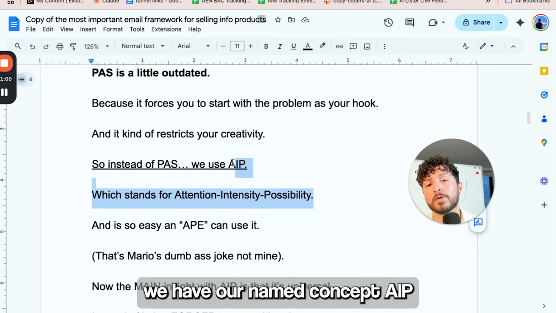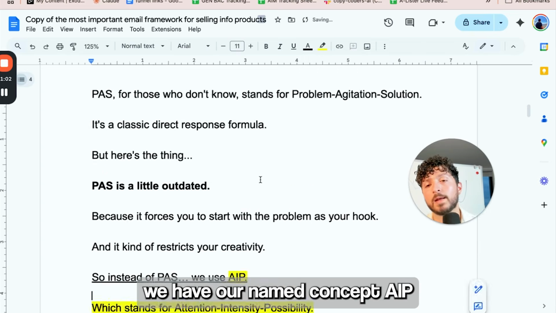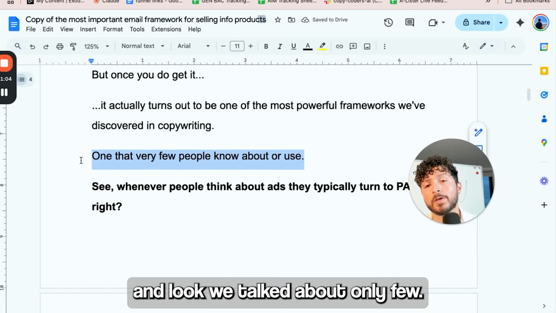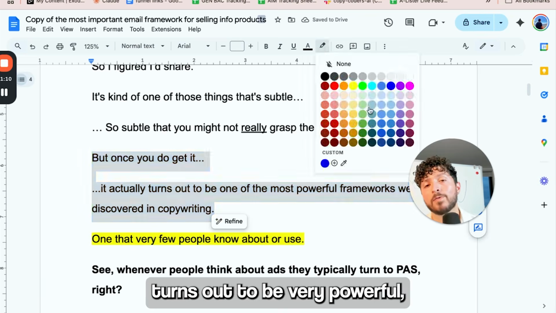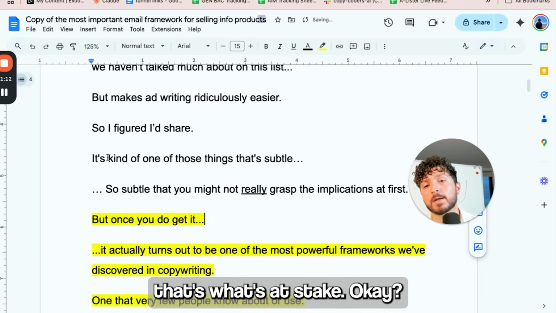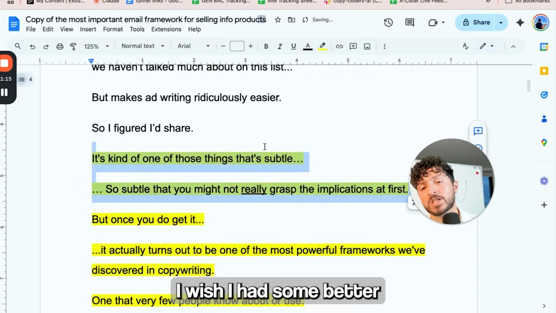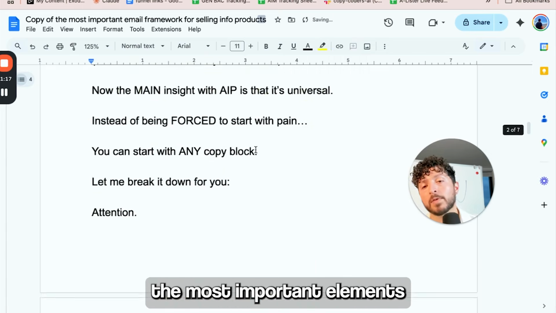So right here, we have our named concept, AIP. And look, we talked about only a few. This is our insider knowledge. Once you do get it, it turns out to be very powerful. That's what's at stake. Okay, and we have this, which is preemptive. I wish I had some better color coordination, but I'm just pointing out the most important elements.